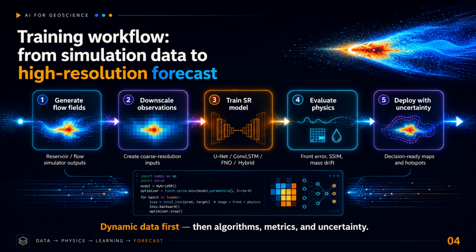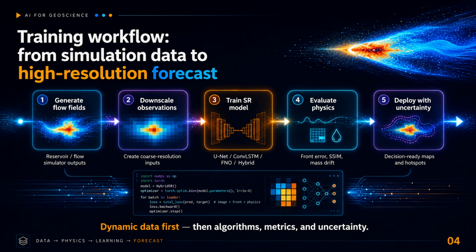Step 4 is to evaluate the model. We should not only check image error. We should also check physical metrics, such as plume front error, structural similarity, and mass drift. Finally, step 5 is to deploy the model with uncertainty. This means we generate decision-ready maps that show not only the predicted plume, but also where the model is uncertain.